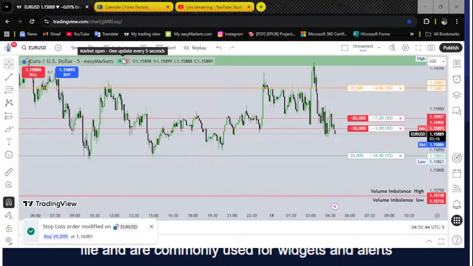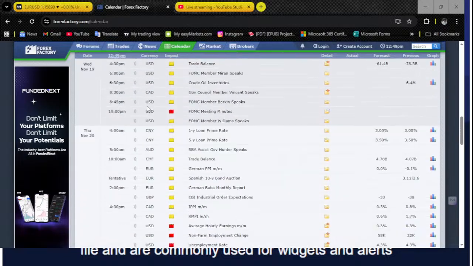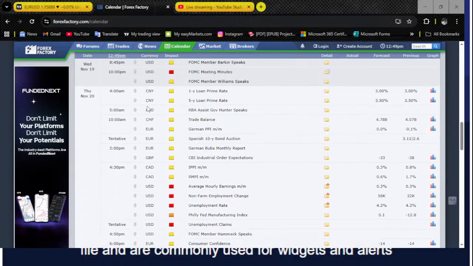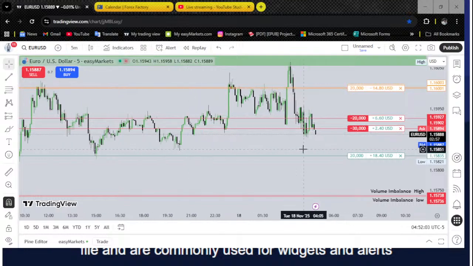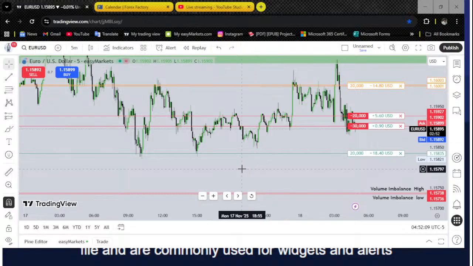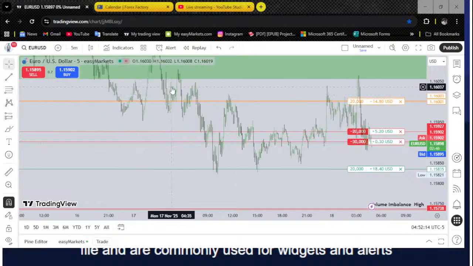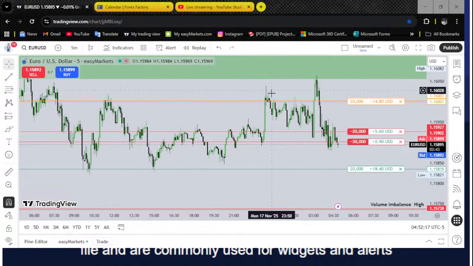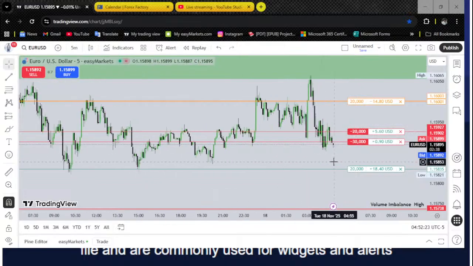This is a live trade. Let's check out the calendar. A simple model targeting the excess liquidity. Those excess liquidity after the short-term high is taken. So we're targeting these short-term lows here. That's the next target.